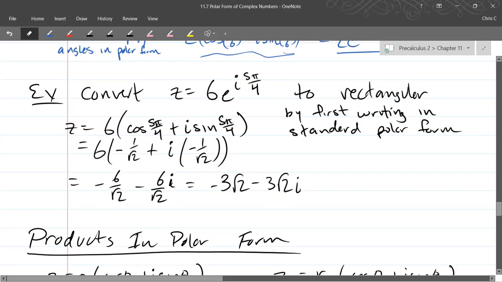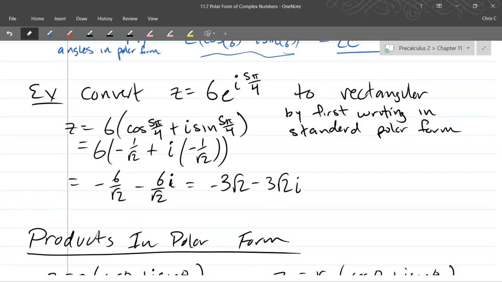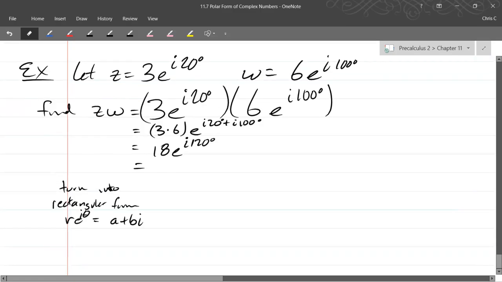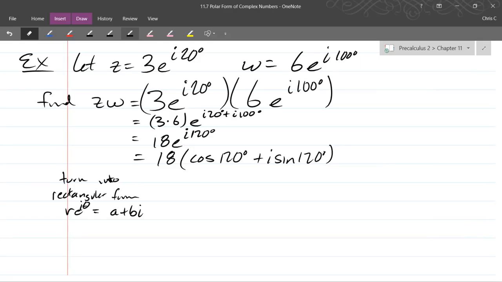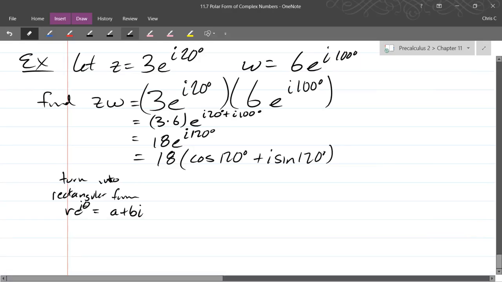So we first wrote it in standard form, which seems a little bit annoying, but if you write in standard form, you can turn it into rectangular form very easily. So we're going to write in standard polar form first. 18, our angle is 120 degrees. And now all you need to know is cosine 120 and sine 120. So figure out what those two numbers are, write them down, and you're basically there. They won't both be positive. You're not in quadrant 1.